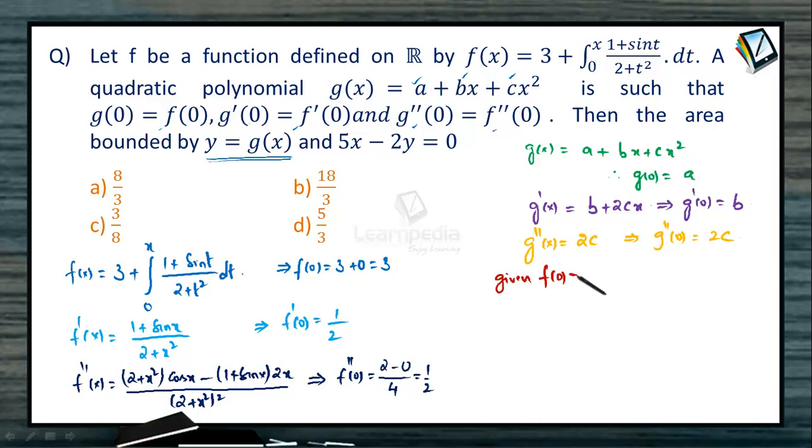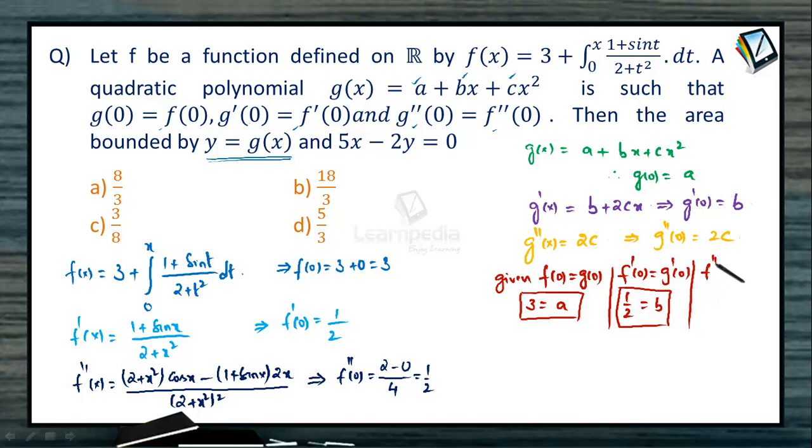Given f of 0 must be equal to g of 0, and we know both the values. F of 0 is 3, must be equal to g of 0, that is a. So this gives us the value of a. Also given f dash 0 should be equal to g dash 0. F dash 0 is half, and this should be equal to g dash 0, that is b. So we got the value of b also. And similarly given f double dash 0 must be equal to g double dash 0, that is 1 by 2 must be equal to 2c, or c value is 1 by 4.